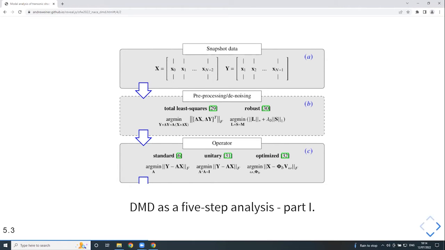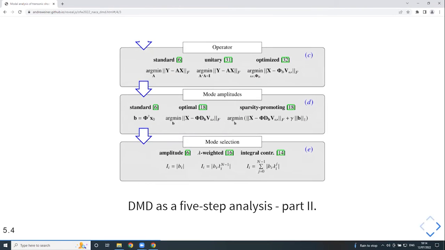And finally, there's another variant called the optimized DMD, where instead of computing the operator A, you directly try to compute the eigendecomposition of the operator, which is a nonlinear, non-convex optimization problem, and in general really hard to solve. Okay. Now the second part, the first is duplicated. This is still the operator. Then the last 2 parts are also quite important.